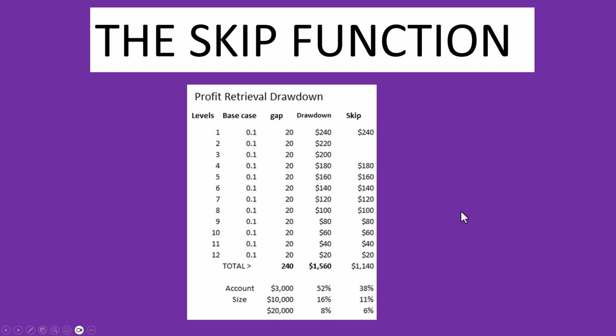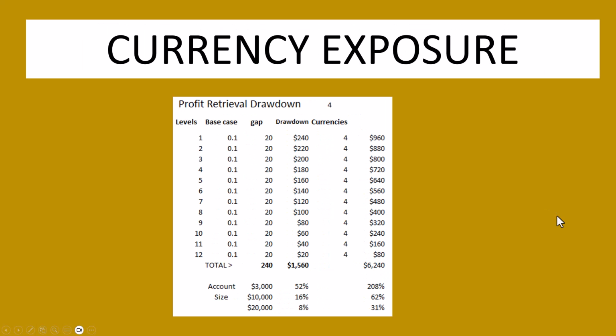Now, the trick here is to use all of these functions at the same time and therefore reduce your potential drawdown tremendously. Now, there is another one, which is the currency exposure one, and I see this happening all the time. So what a lot of traders would do is they'd use a $3,000 account and trade 4 currencies at the same time using that size account.